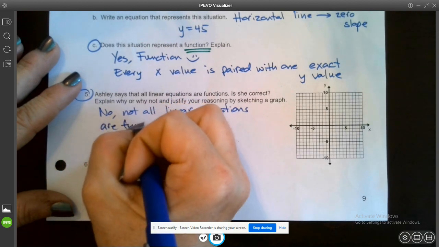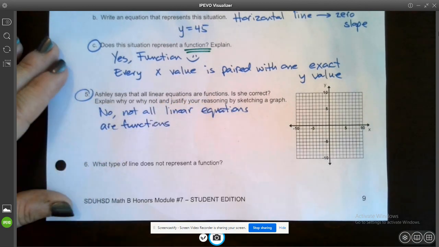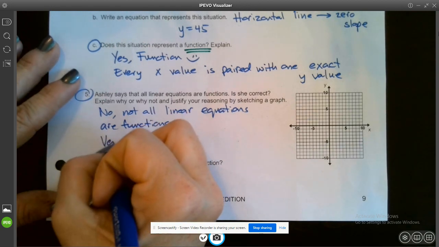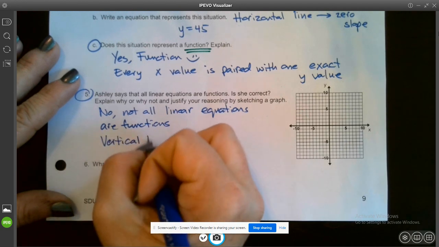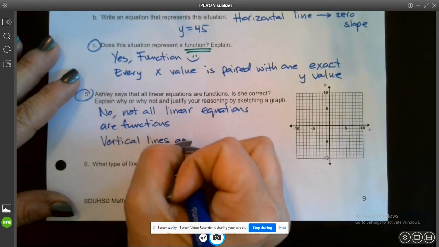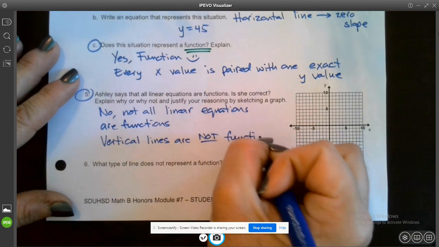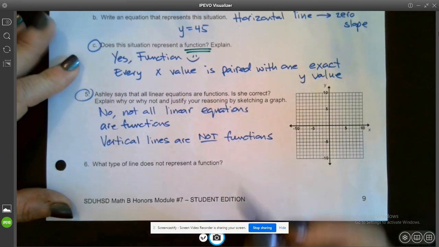There is one type of line that is not a function. Let that crock pot for a minute. Do you know which type of line that is? I'll tell you right now. It's a vertical line. Vertical lines are not functions.